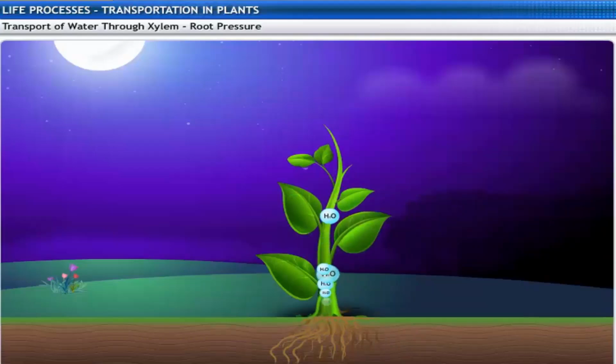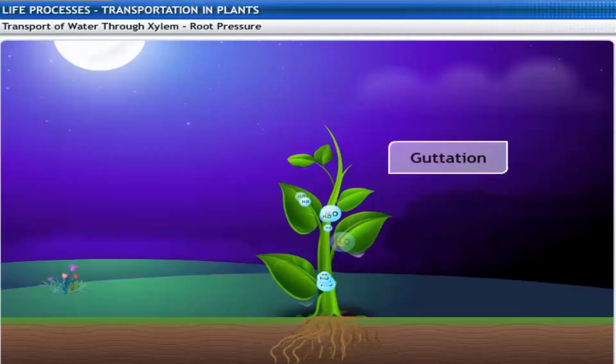The excess water exudates out as drops of xylem sap from the edges of leaves. This process is known as guttation.